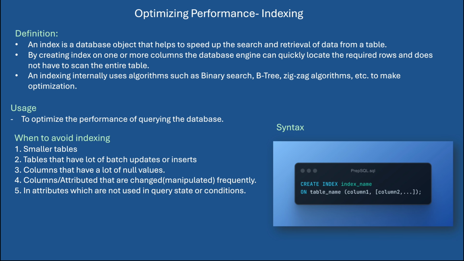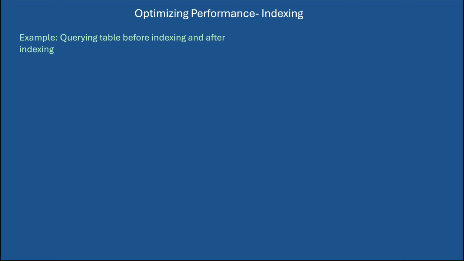In terms of the syntax, to create an index, we just use CREATE INDEX, then the index name, ON the table, and then you pass the columns that you want to index on. It could be one or more columns depending upon your index statement. So let's look at some examples. First, querying a table before indexing and after indexing.